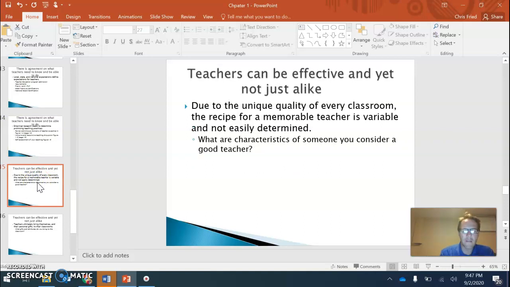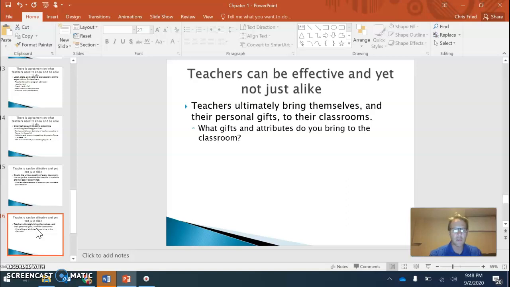The last proposition is that teachers can be effective and yet not alike. You can be an effective teacher and look very different from the teacher across the hallway or in a different school. Being an effective teacher partially depends upon your students and their needs and likes, and also on what your school is like. So there are multiple ways to be an effective teacher, not just based on students' test scores or the results of their assessments.